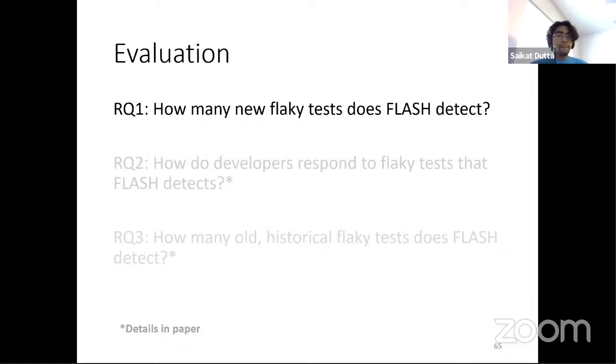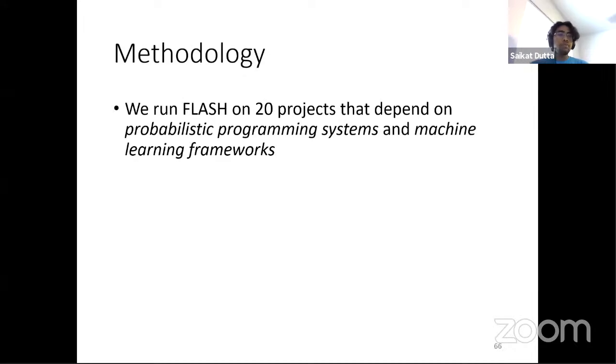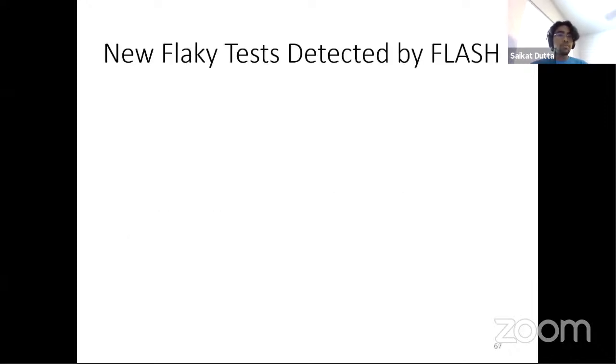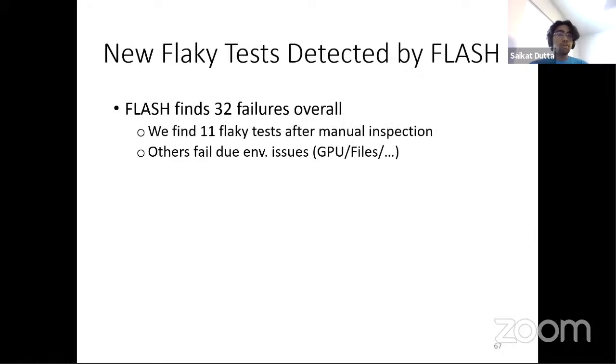In terms of methodology, we ran Flash on 20 projects. These are the same projects from the empirical study where we found one or more flaky tests. And for each test, we ran Flash for a minimum of 30 times, and we used the convergence threshold of 1.0. So overall, Flash found 32 failures in these 20 projects, out of which we manually inspected and determined 11 of them to be actually flaky.